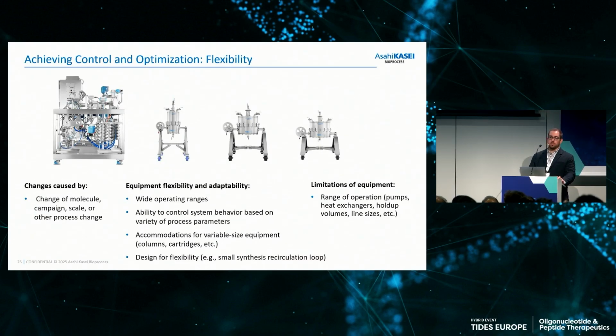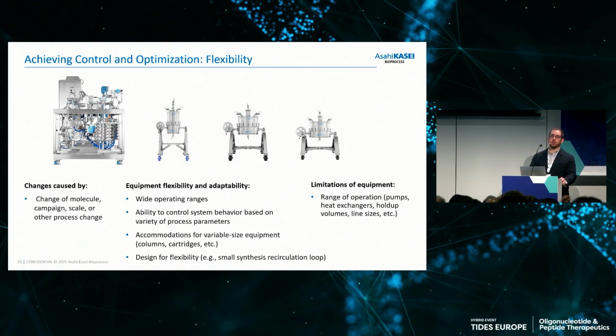All right. Changes. So I think everyone who has been involved in manufacturing has had to experience, undergo, and manage somehow a change to the process, usually when you least expect it, from any number of sources. And so for that reason, it's important to take into account that your equipment be flexible. So equipment flexibility looks like having wide operating ranges, controlling on more than one process parameter, accommodating variable sizes of filter membrane, accommodating variable sizes of column, designing for flexibility in the core of the design.